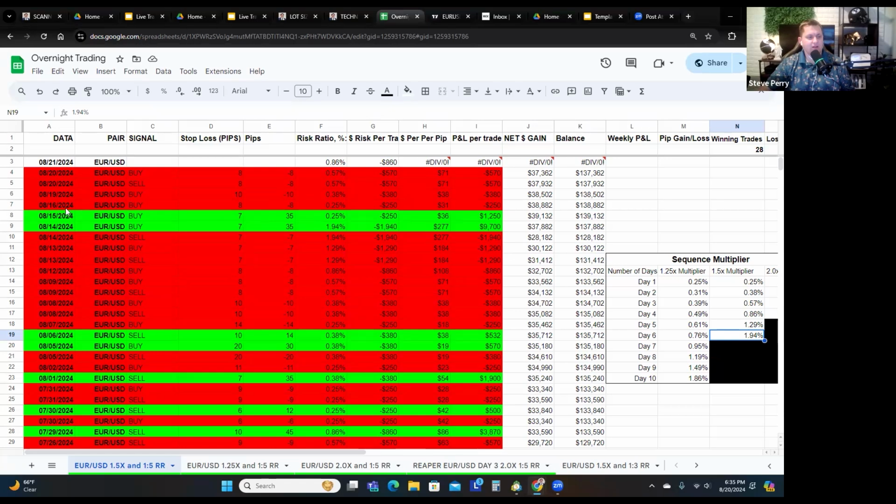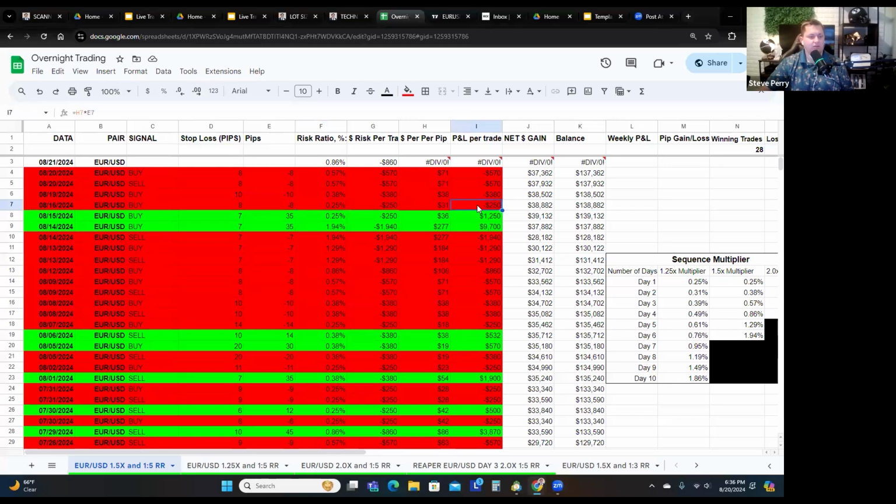For example, I'm in the middle of a sequence right now. Let's do this: I hit a win on the 15th. On the 15th, I won at 0.25% on a 100K account. I hit a 35 pip take profit and made $1,250. The next day, the 16th, I lost in one direction. It was a buy that unfortunately lost 0.25%, so I lost $250.